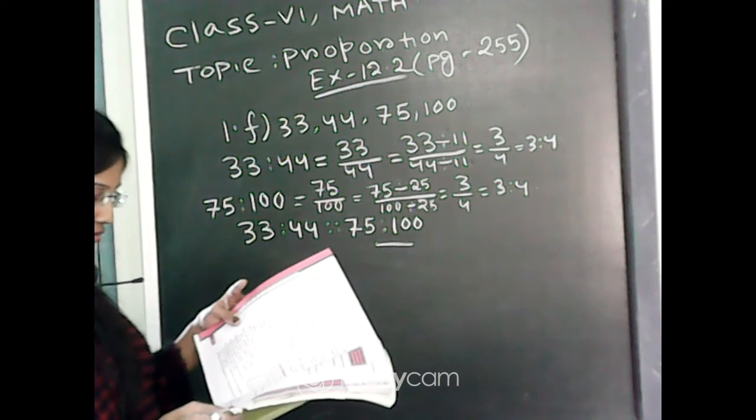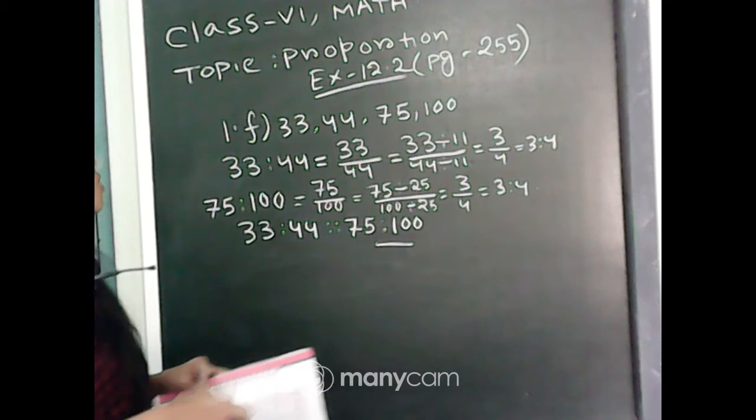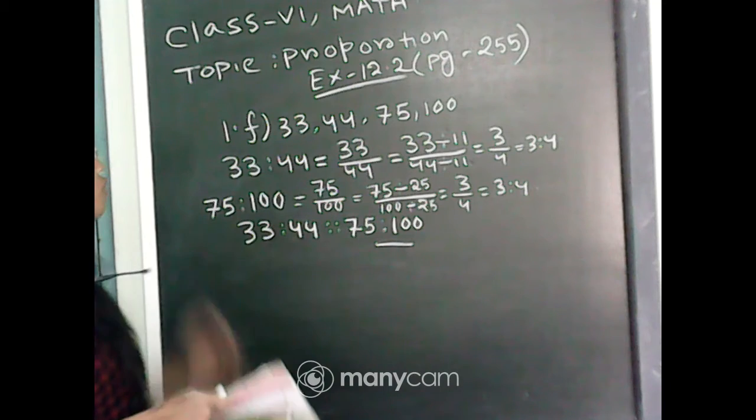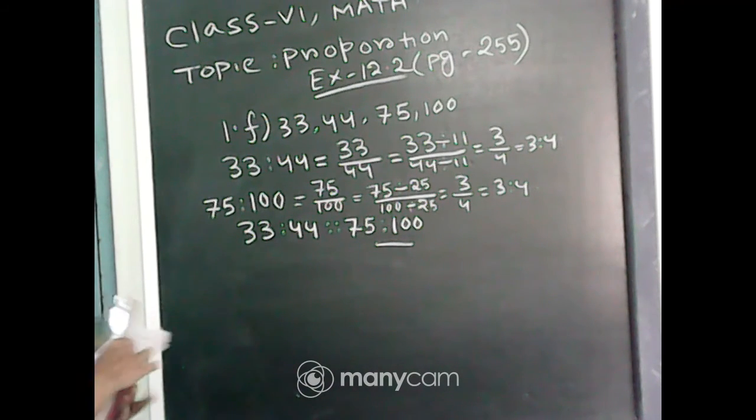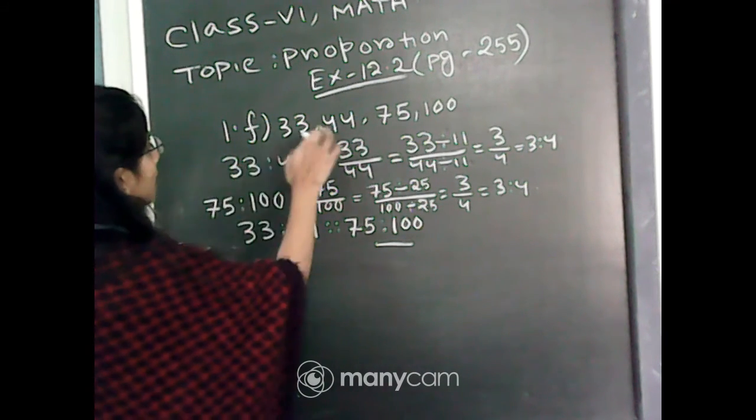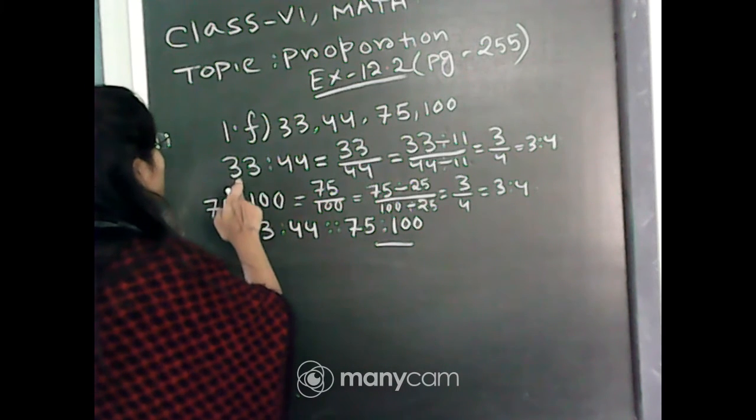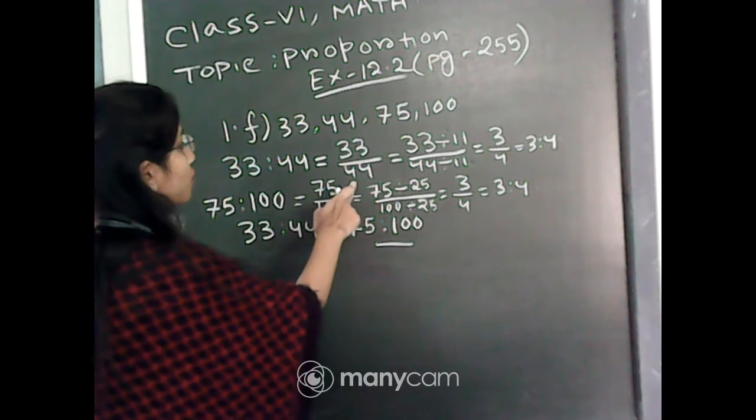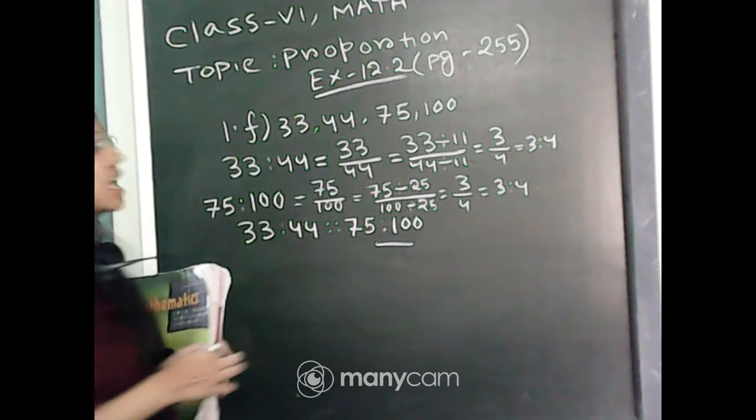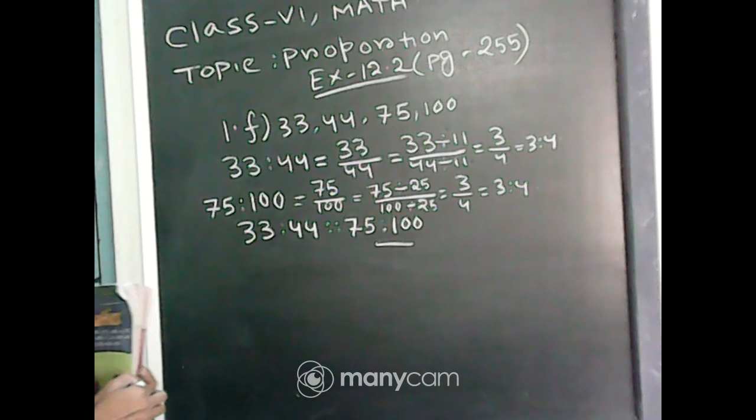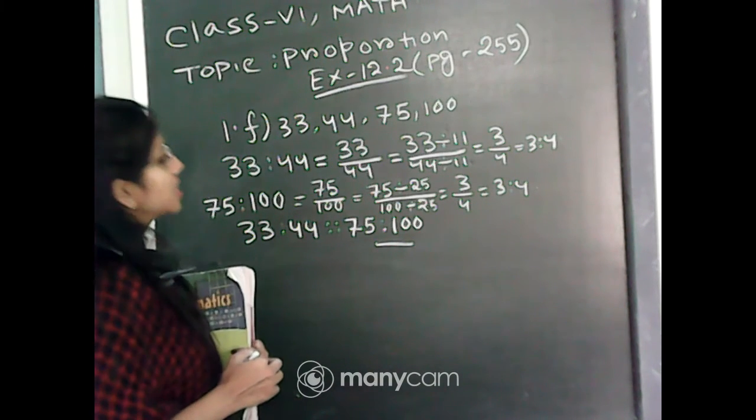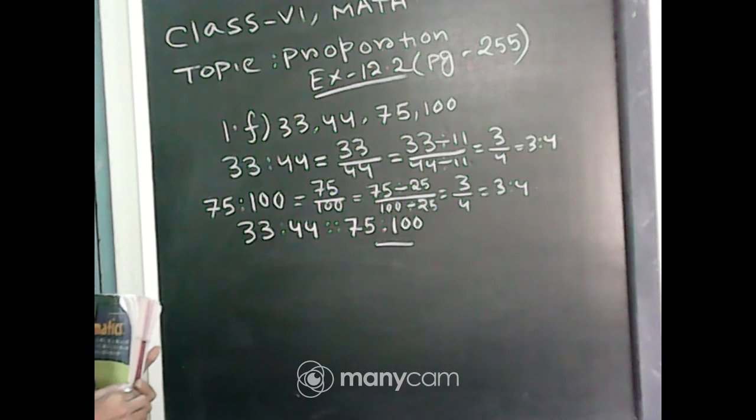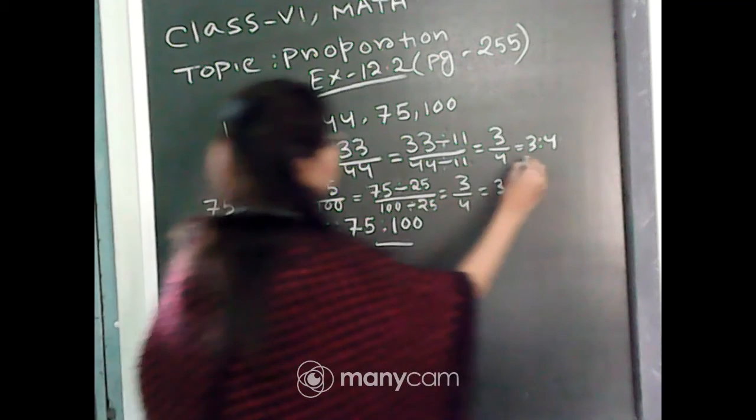Question 1F. We have to check whether the quantities are in proportion or not. For this, we first find the ratio of 33 and 44. Now 33 is to 44 is equal to 33 divided by 44, and we all know that the HCF of 33 and 44 is 11. Therefore, we divide both the numerator and the denominator by 11 and we get the ratio 3 is to 4.